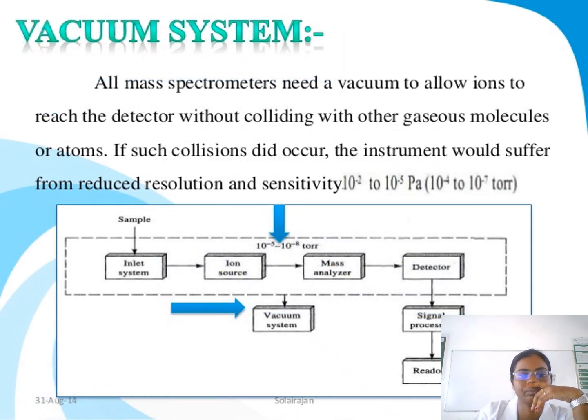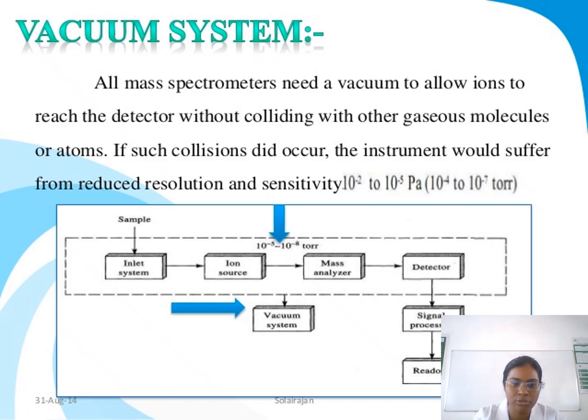Now the vacuum system. All mass spectrometers need a complete vacuum system to allow ions to reach the detector without colliding with other gaseous molecules or atoms. If such collisions did occur, the instrument would suffer from reduced resolution and sensitivity. For example, a vacuum of 10 to the power of minus 2 to 10 to the power of minus 5.